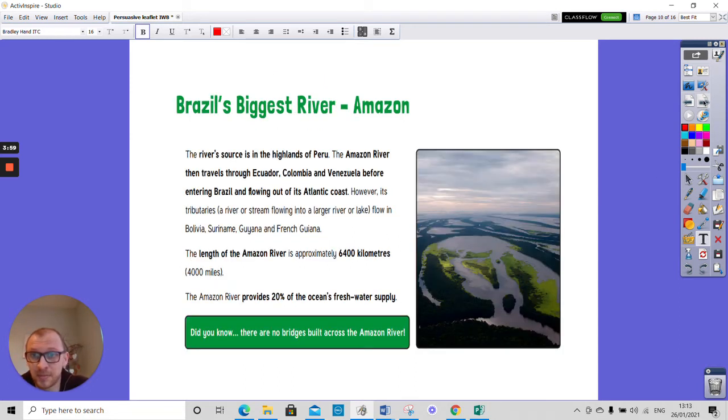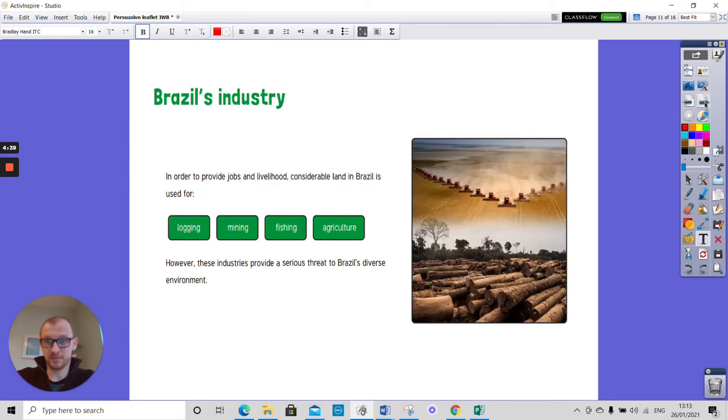So Brazil's biggest river, this says the river's source is in the highlands of Peru. So the start of the river. The Amazon River then travels through Ecuador, Colombia, and Venezuela before entering Brazil and flowing into the Atlantic coast and into the Atlantic Ocean. It has tributaries that flow into other countries, and the length of the Amazon is about 4,000 miles. And 20% of the ocean's freshwater supply. There are no bridges at all across the Amazon River, across the entire 4,000 miles.